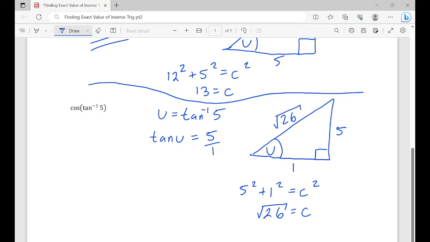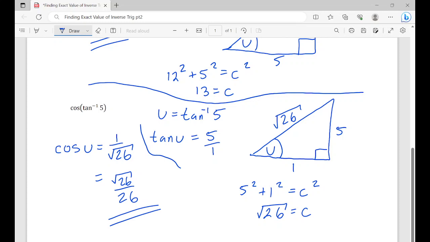And now that I have that, I'm going to take my arctangent of 5, and I'm going to do cosine of u, because that's what it's equal to. And cosine is just adjacent over hypotenuse. So 1 over root 26. And then I can just rationalize the denominator, and that's going to end up giving me root 26 over 26. And that is this expression evaluated.